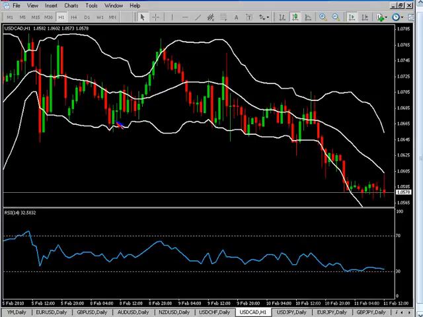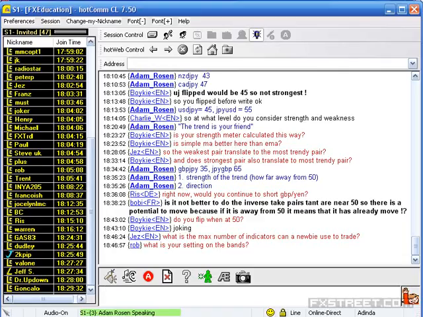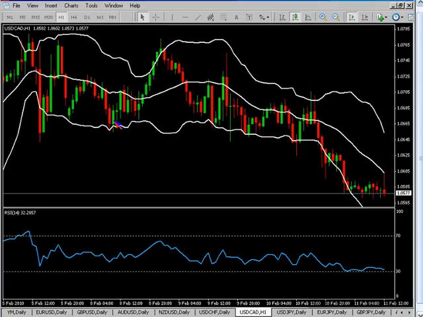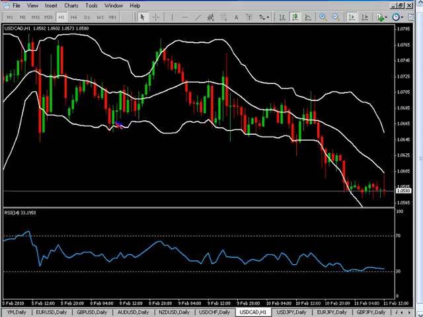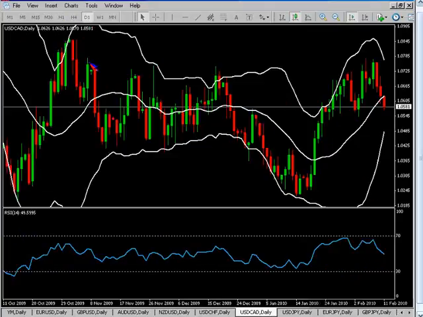Question: what is the maximum number of indicators that a newbie can use to trade? It's a great question, and I would say the fewest possible. I don't like to use more than one indicator for the same purpose. In other words, if we're going to trade on a daily chart, here I'll go back to a daily chart of dollar CAD. Would I use the Bollinger Bands and the RSI and maybe a moving average altogether? Absolutely not.